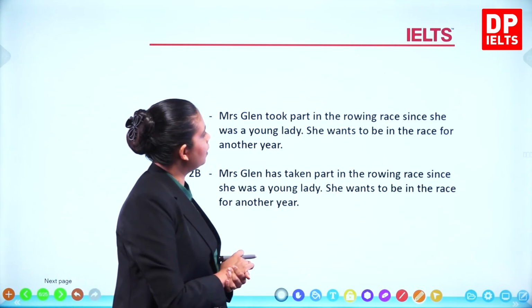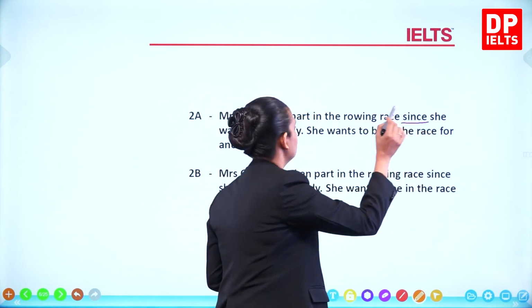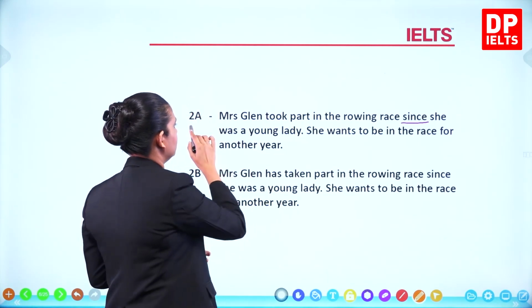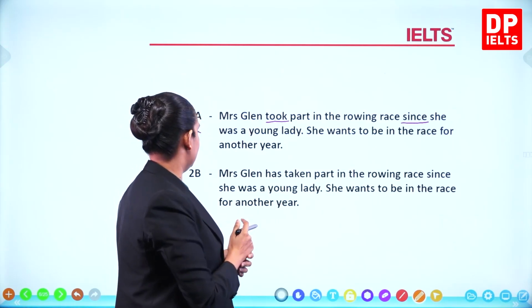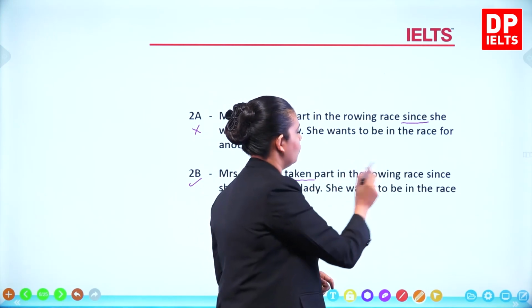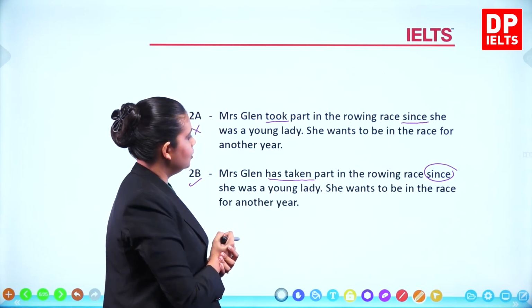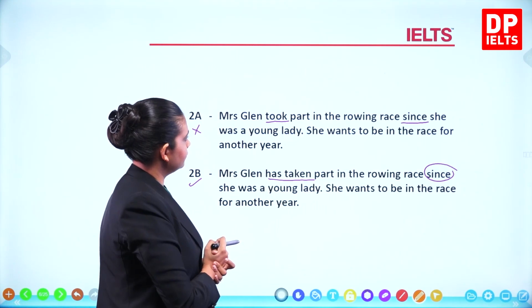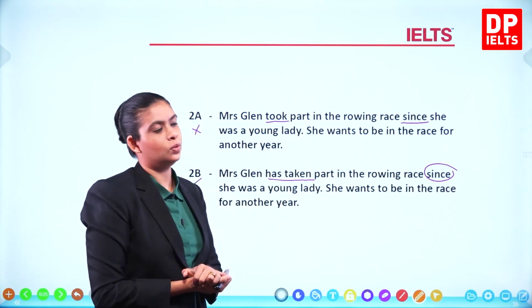Mrs. Glenn took part in the rowing race since she was a young lady. She wants to be in the race for another year. Right? Mrs. Glenn has taken part in the rowing race since she was a young lady. She wants to be in the race for another year. Now, why is the first one wrong and why is the second one correct?